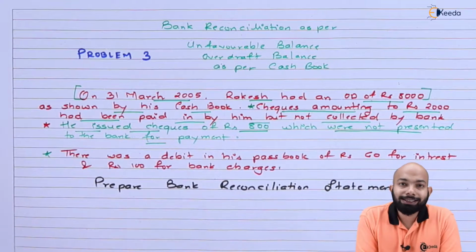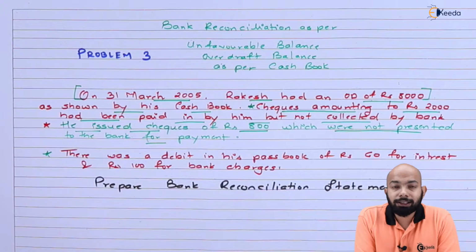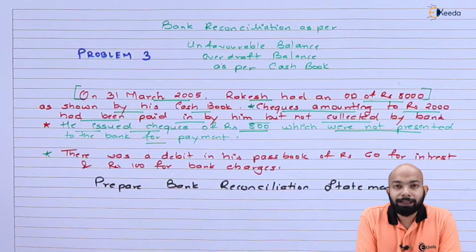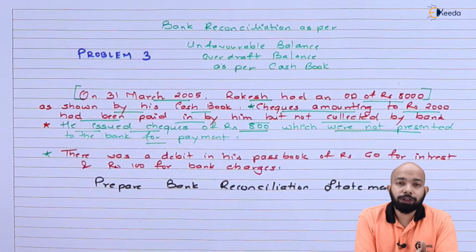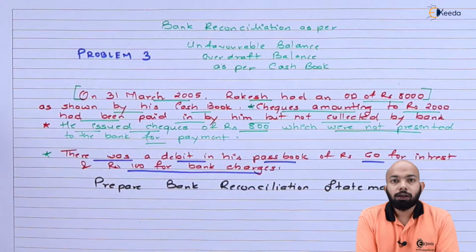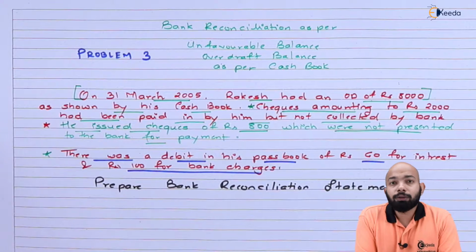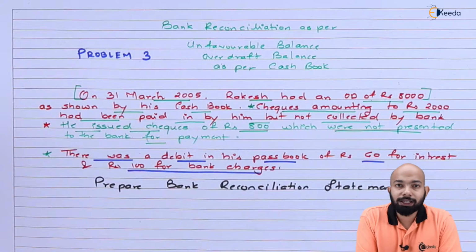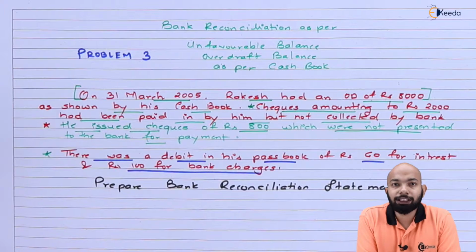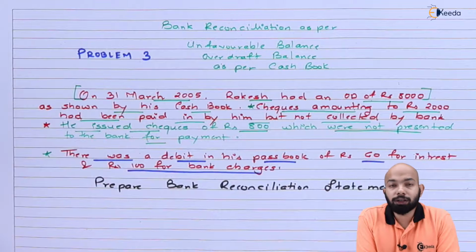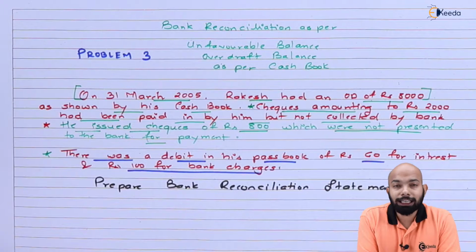The next transaction says that he issued a check of rupees 800, but it was not presented for payment to the bank. That means it's a similar case whereby they have issued a check to a client amounting to rupees 800. However, they haven't presented this for payment. The last transaction says there was a debit into his bank account for rupees 60 as interest and rupees 100 as bank charges. Hence, this entry will be first reflected into the passbook as compared to the earlier one which reflected into the cash book.